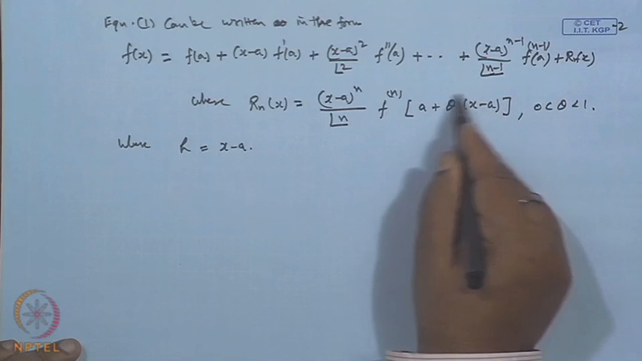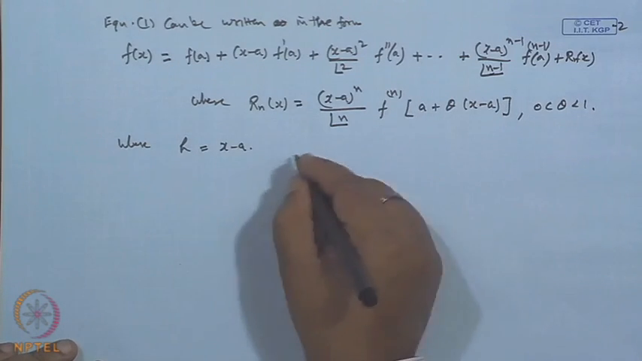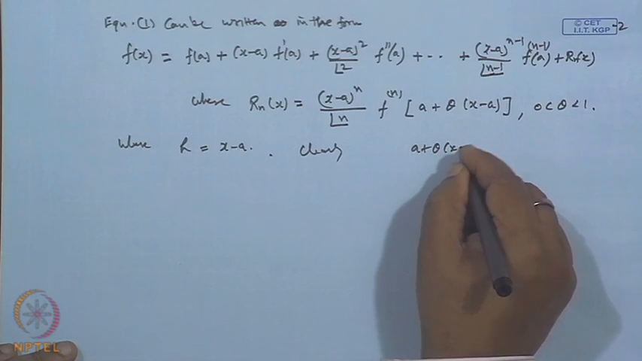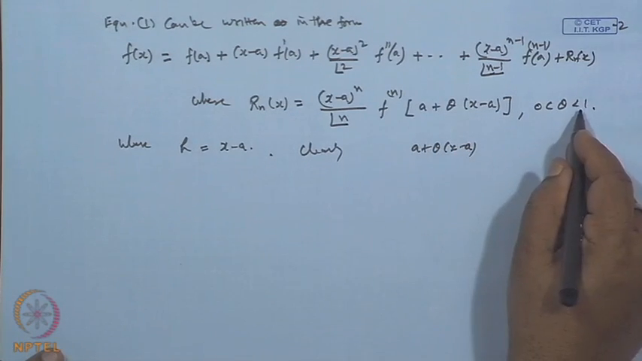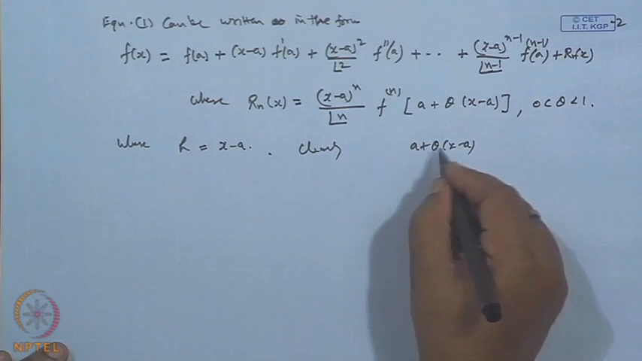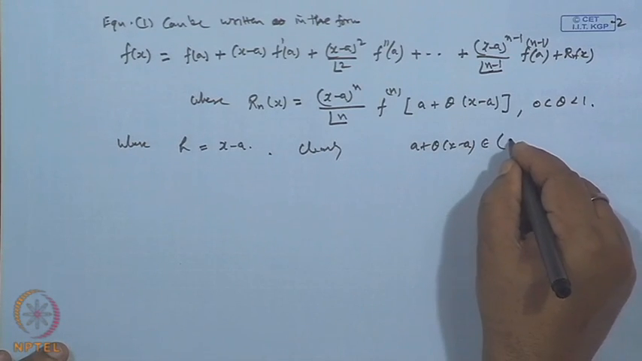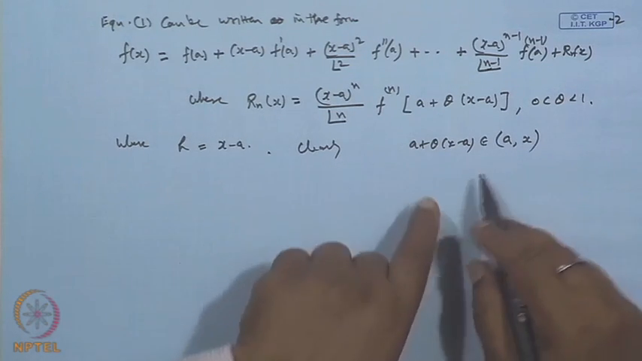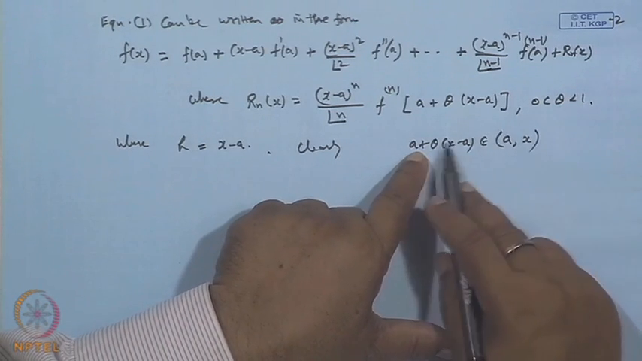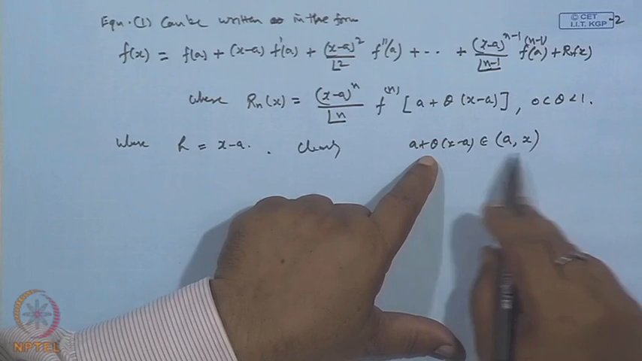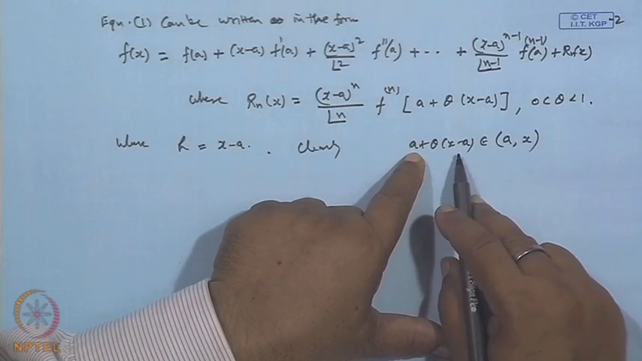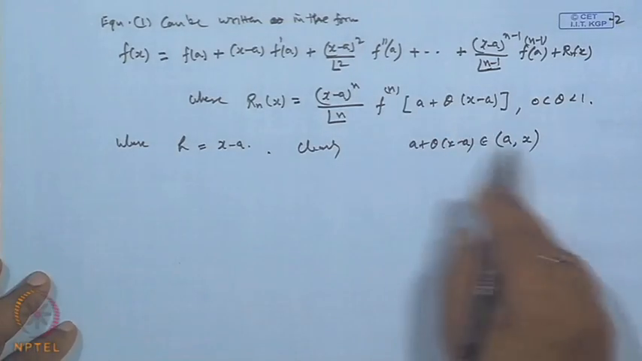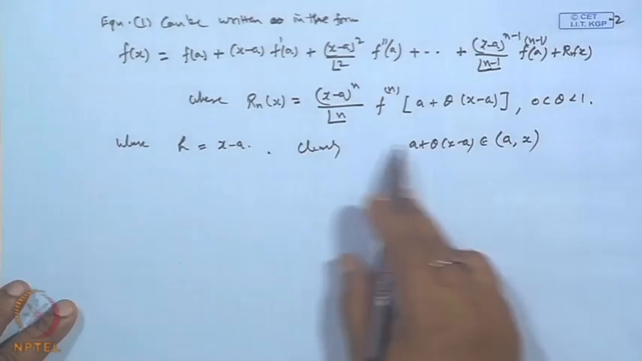And this point is clearly the point a plus theta times (x minus a). Since theta lies between 0 and 1, obviously this point belongs to the interval a to x. It cannot be a, because theta is not 0. It cannot be x, as theta is not 1. So it lies in between, and there is some point in the interval where the remainder term can be expressed.